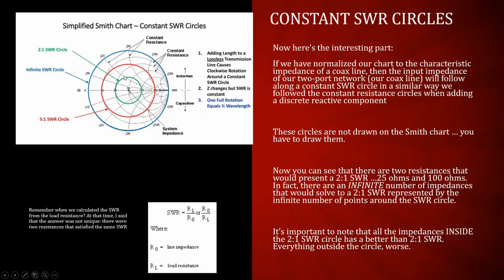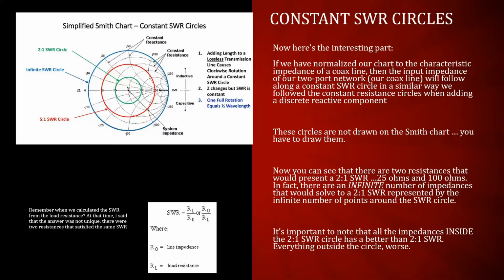You travel over. If you're increasing the length of the line, you're traveling around clockwise. If you're decreasing, you're traveling around counterclockwise. So what does this mean? Let's say we had an antenna out here that had 25 ohms pure resistance instead of the 50, okay?